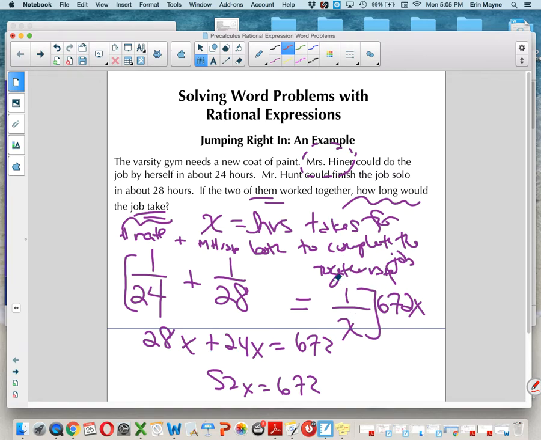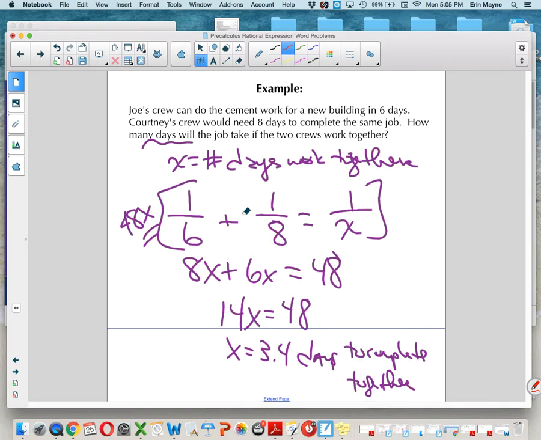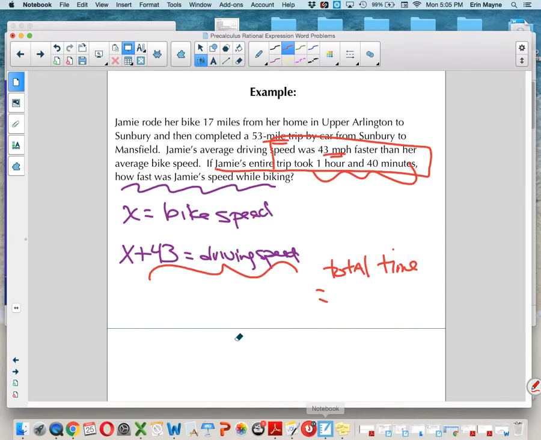That together rate comes from Mrs. Heiner's rate plus Mr. Hunt's rate. The sum of these rates gives me a together rate. Similarly, Joe's crew is a rate. Joe's rate plus Courtney's rate is their together rate. Well, I'm going to have a time from UA to Sunbury and a time from Sunbury to Mansfield. It will give me a total time.